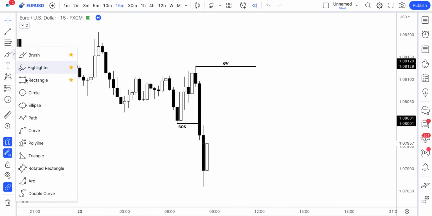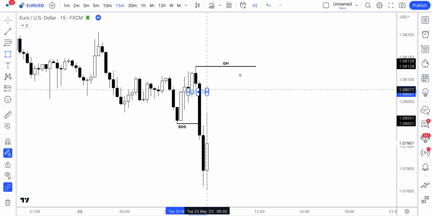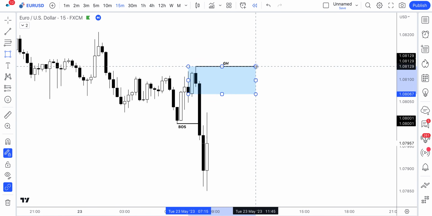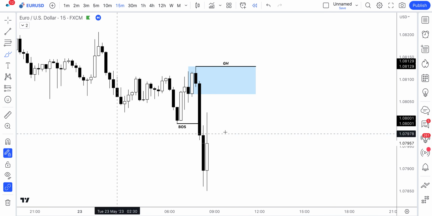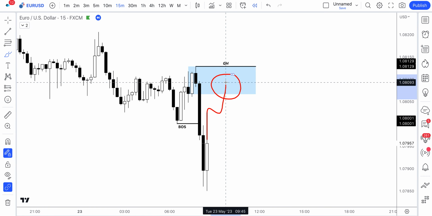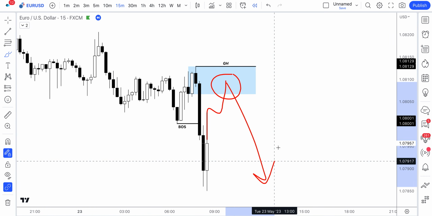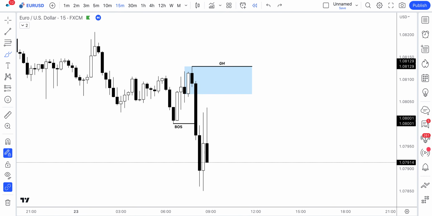We want to see price come back into our point of interest, which is the last up candle before the strong sell-off to the downside. So we want to see price come back into here, reject this area. We can then look for an unrefined entry to take this to the downside. So let's play this on a little bit.